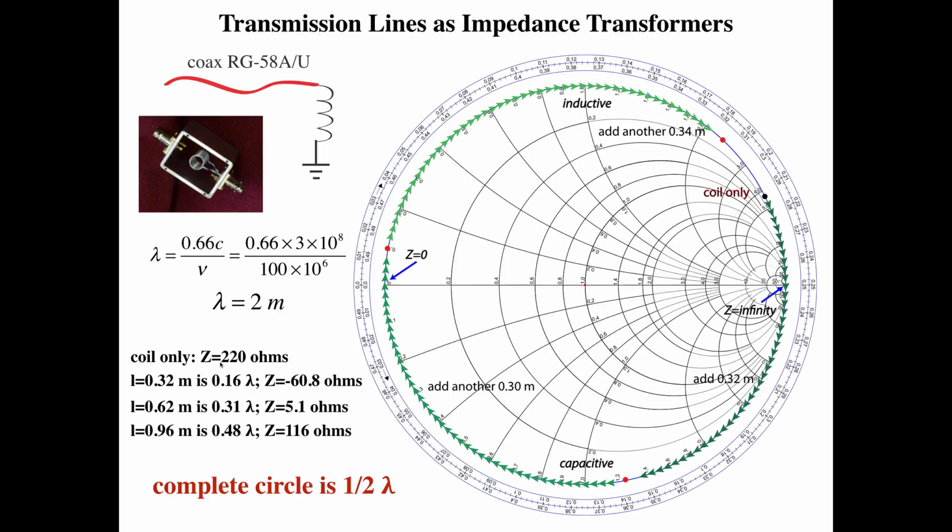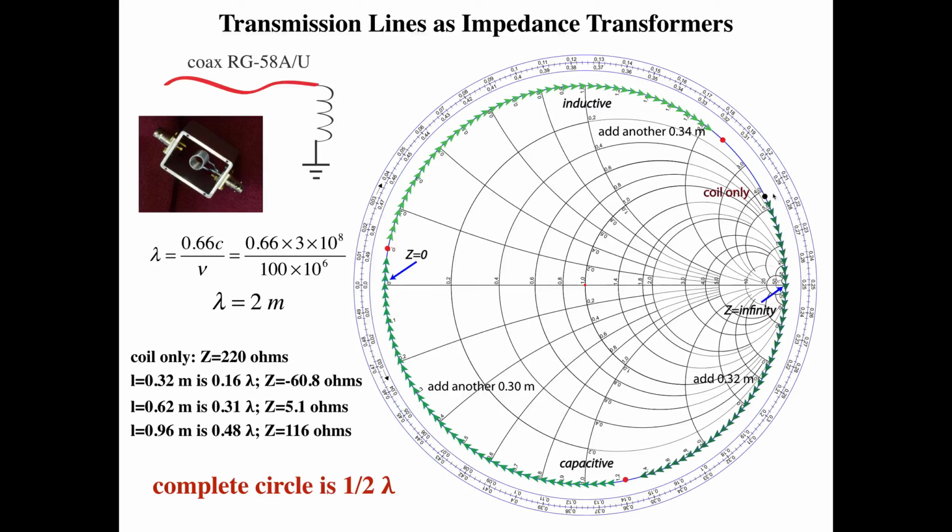So now let's add to our coil 0.32 meters of coaxial cable. So we start here. That was the termination of the coaxial cable. And now we're going to add 0.16 lambda. Put that on an impedance meter, and we actually measure minus 60.8 ohms. Divide that by 50, and we get a number right here where this red dot is, a little more than 1.2. That's the measured value.